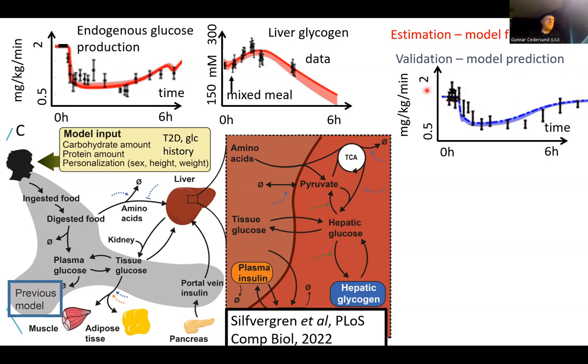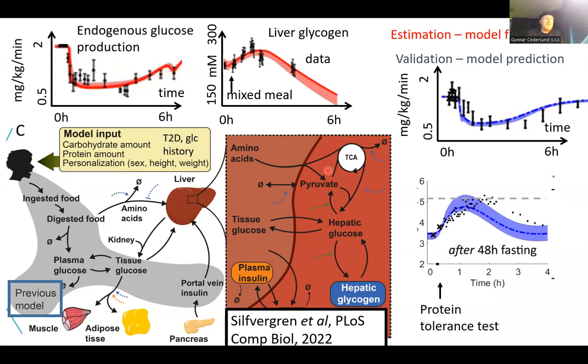But you see, it's fairly similar. This is also endogenous glucose production, but it's in a slightly different patient group. Here it's healthy controls, and here it's type 2 diabetes patients.